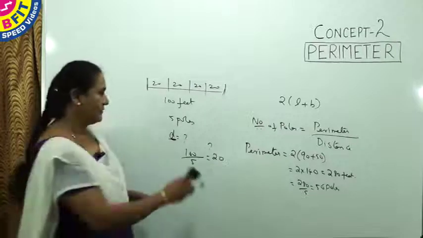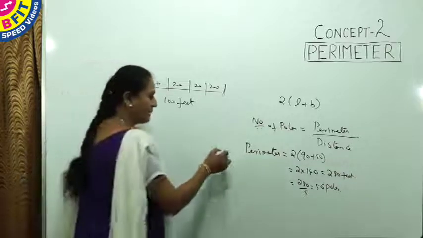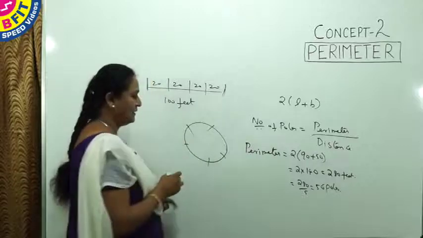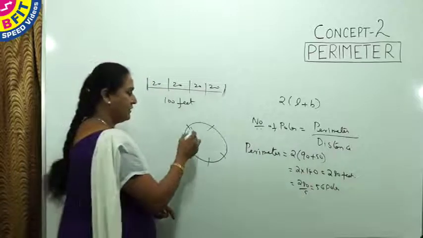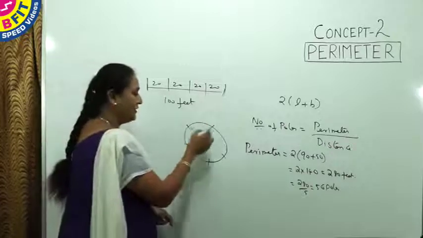Say suppose if it is a circular field, 5 poles are there. Now how many poles? 1, 2, 3, 4, 5 poles. And how many intervals? 1, 2, 3, 4, 5.